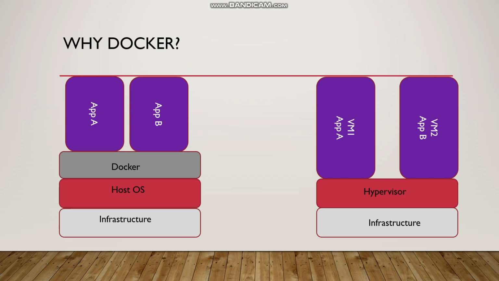Before beginning, let's see what infrastructure is. Infrastructure is basically your memory, RAM, etc. Host OS is your operating system, while on the right hand side it is a hypervisor. The hypervisor sits on top of the infrastructure and is used to create multiple VMs out of an infrastructure. And there is one more layer on the left hand side, Docker, and on top of that there are app A and app B, and on the right hand side there are also app A and app B, but with VM1 and VM2.